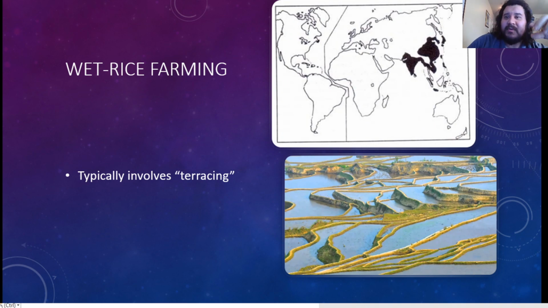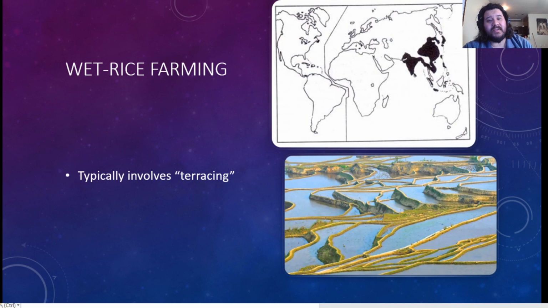The next type of farming we're looking at is wet rice farming. And here we have our own regions of the world. We're looking at, in this case, particularly South and Southeast Asia. These are our highest concentrations now. This is the highest concentration we have today for wet rice farming. And there is wet rice and dry rice farming. We're just focusing on the wet rice farming here. And this wet rice farming typically includes what we call terracing, right?